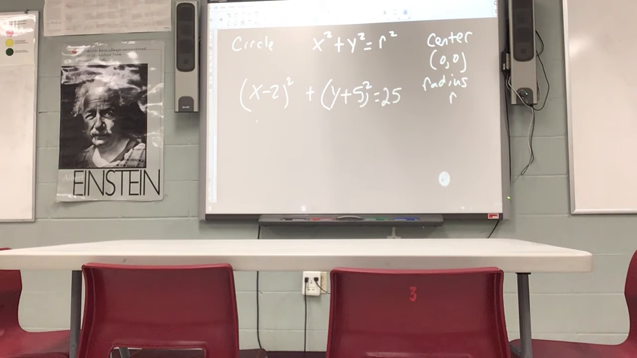Out of this, check how your center is going to be now. The center is going to be (2, negative 5). Where did that come from? You just took the opposite signs. Very good. It's always the opposite sign in there.